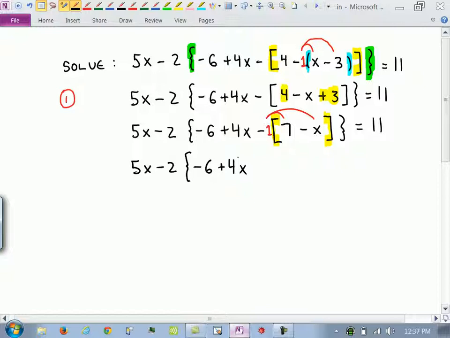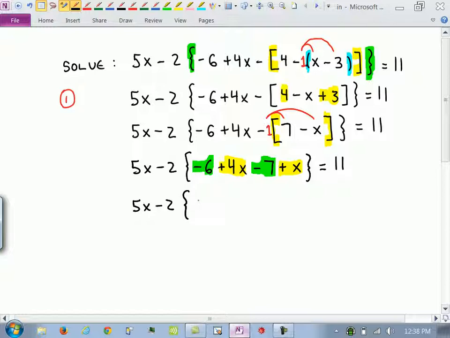So what do I get when I distribute that negative 1 through? Negative 7, so no more bracket. Just negative 7 plus 1x, or just plus x. No more bracket, so now I can just put the brace there. Equals 11. Can I combine anything inside the braces together? Yes, I can put negative 6 minus 7 together because they're like terms, and then I can put a positive 4x plus another x together. Combine those. So that'll be my next line. 5x minus 2 brace.